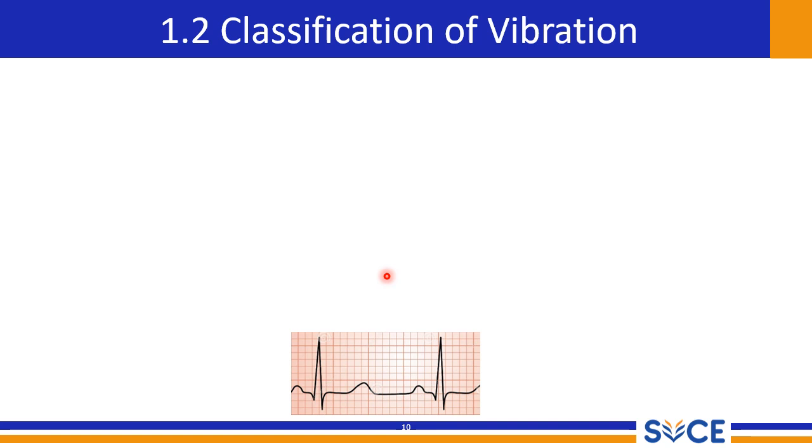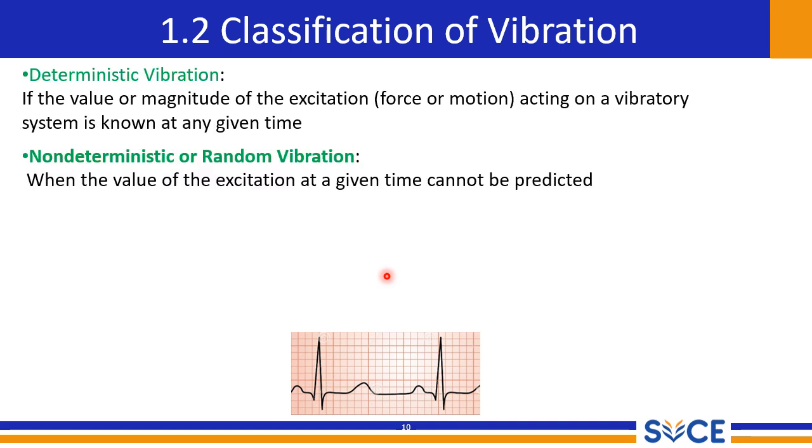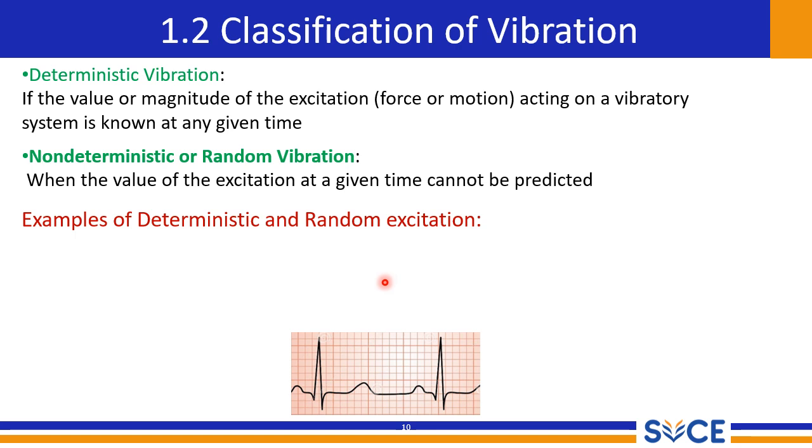Lastly, we will classify vibrations as deterministic or random. Deterministic vibrations occur when the value or magnitude of the excitation, force or motion acting on a vibrating system is known at a given time. An example is the heartbeat.